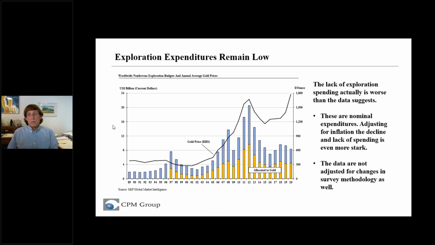The amount of money that the mining industry is spending on looking for gold has plunged over the last decade and remains very low. The gold part at the bottom is the amount of hard rock mining exploration dollars that's allocated to looking for gold. And these are nominal. If you adjust it for inflation, the decline has been even more dramatic, and the real money being spent on exploration has been low. And the data is also not adjusted for changes in methodology, which makes current levels seem higher than they are relative to the earlier levels if you use proper statistical measuring devices.